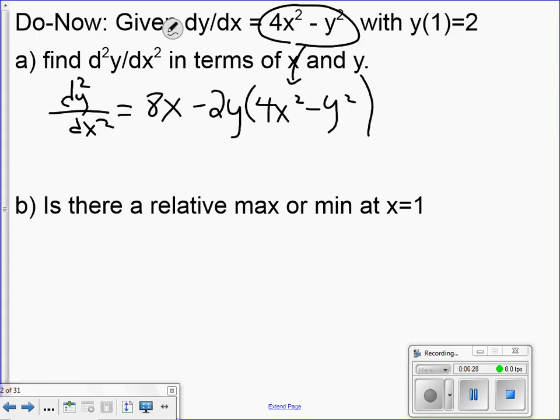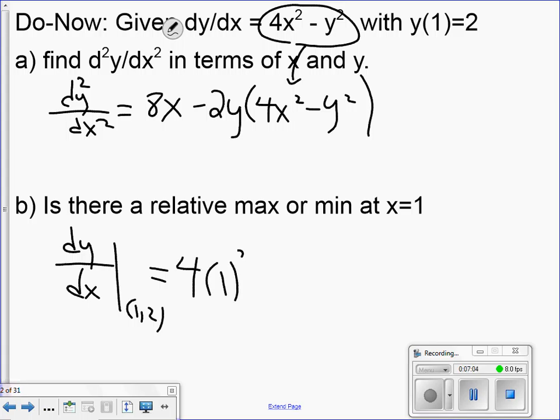Is there a relative max or min at x equals 1? How would the second derivative help us? Okay, second derivative test. First, we got to make sure that the first derivative is, what does the first derivative have to equal to 0? All right, let's see what the first derivative is. Let's evaluate the first derivative at that point (1, 2). Okay, so what do you think? We're going to plug in, what are we plugging in for the x? 1, of course, and then 2 for the y.